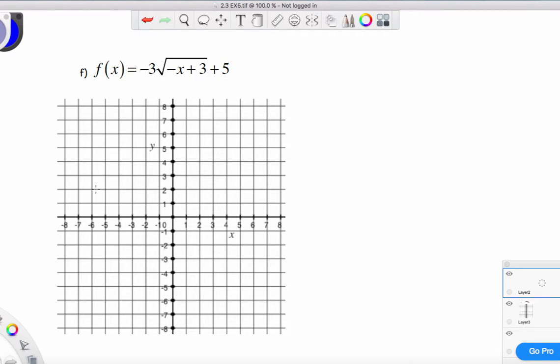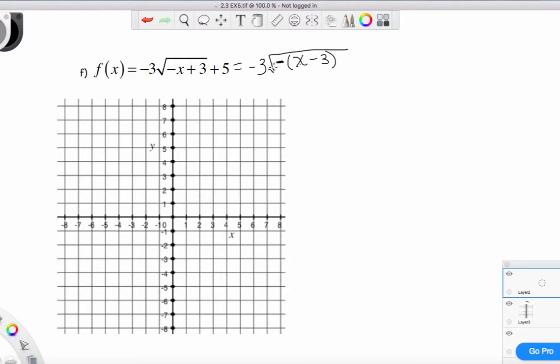Okay, for example F, we are going to have to rewrite that function so that it is in the proper format for graphing using transformations. And I'm going to go ahead and factor out the negative away from the x, and factor that negative out of that whole expression underneath the radical. And when I do that, I get x minus 3.